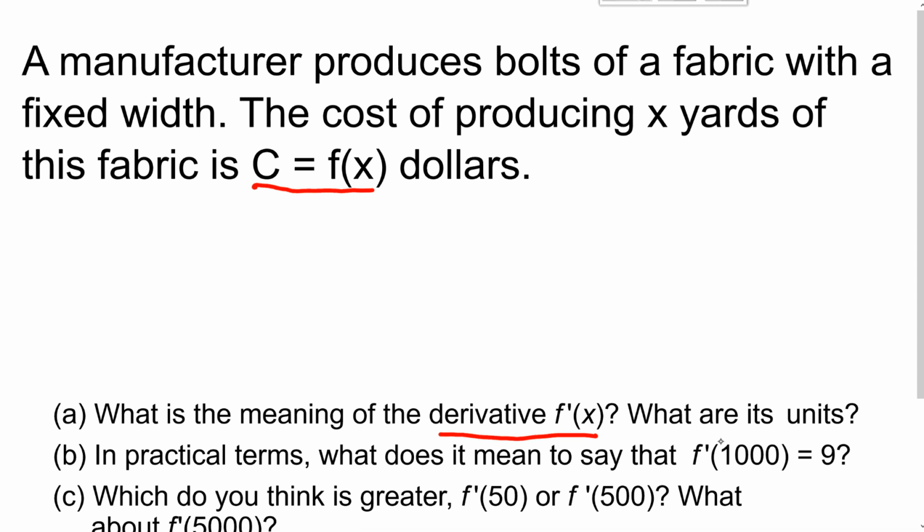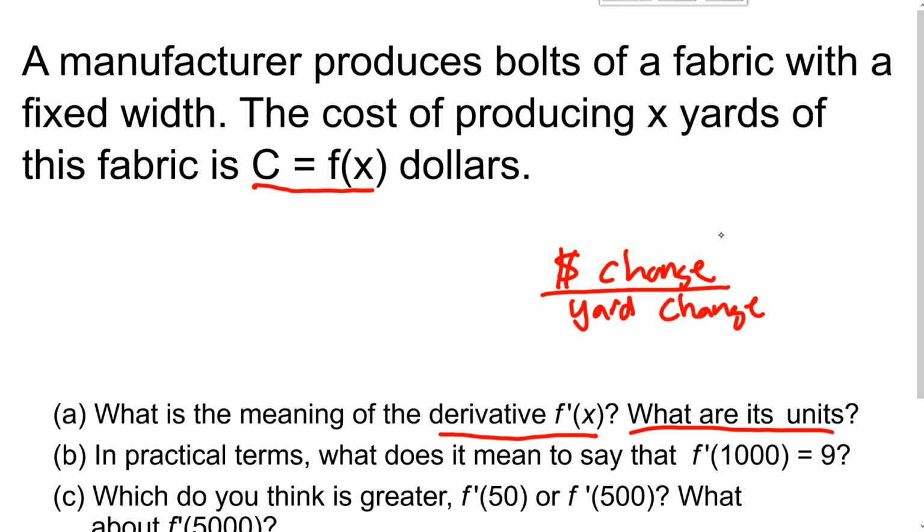So when we calculate this derivative, we're looking at what the units would be. When I find the instantaneous average rate of change here, it's looking at how many dollars are changing per yards that I'm producing. So it's the dollar change over yards changing.